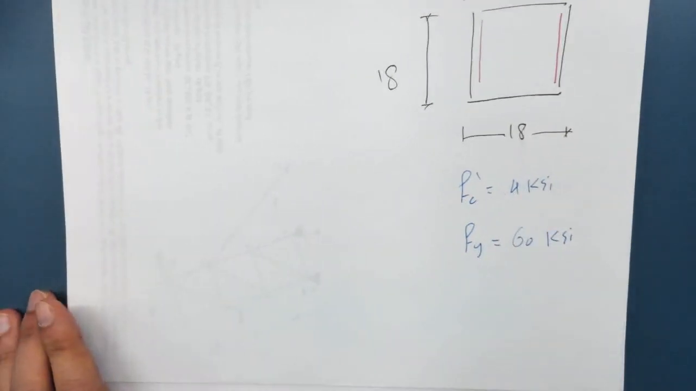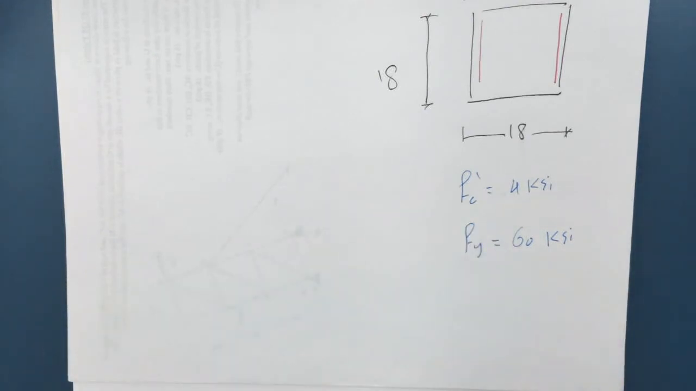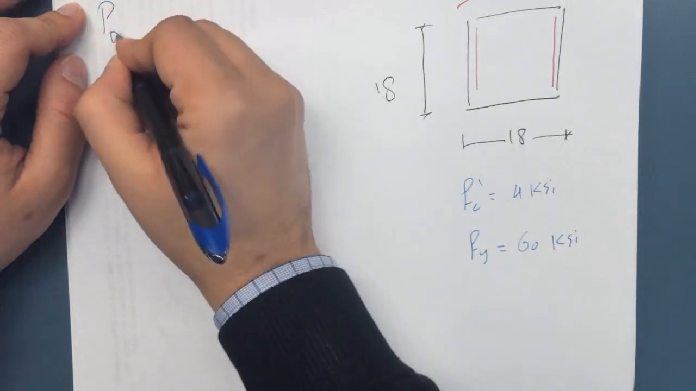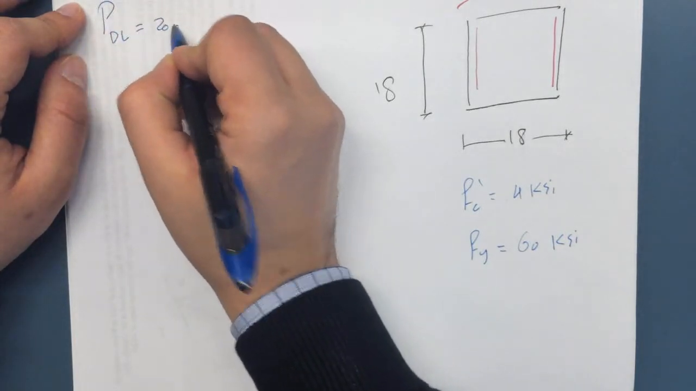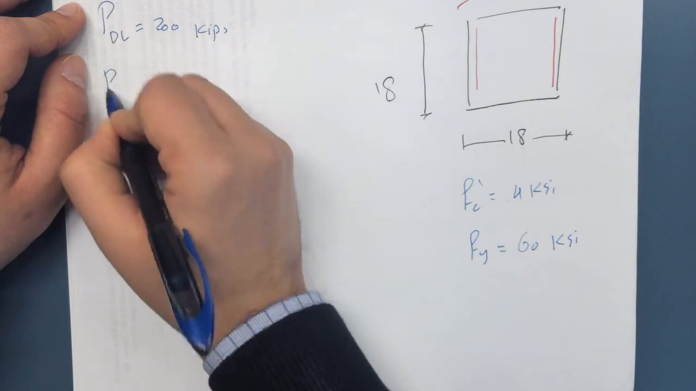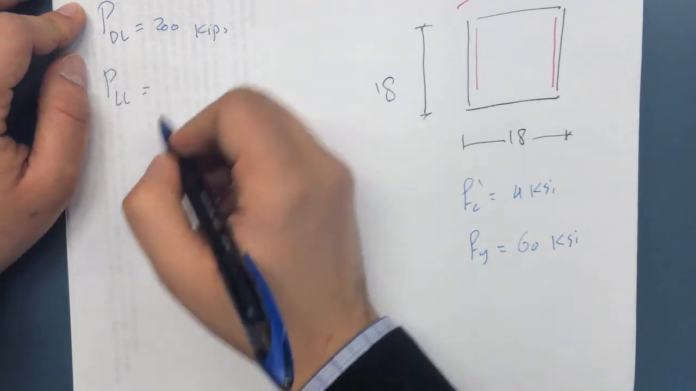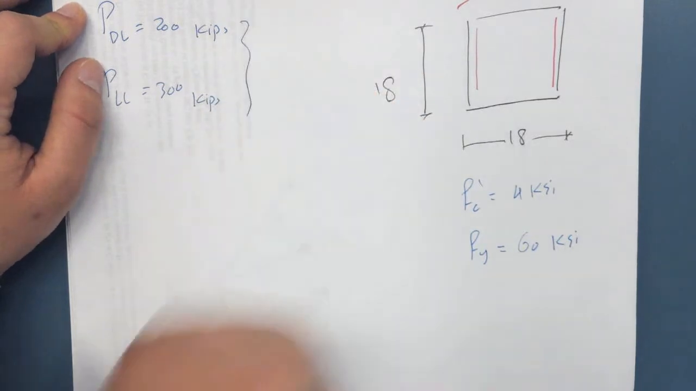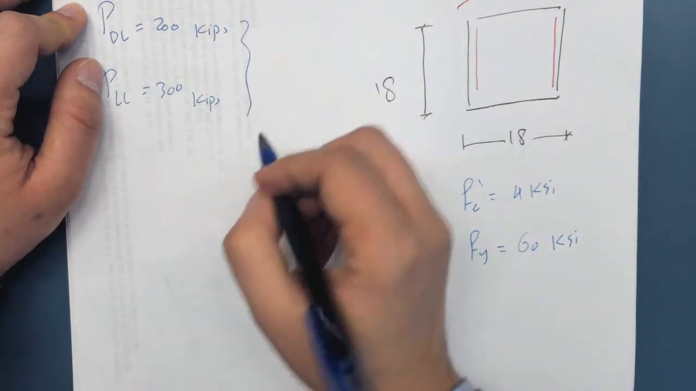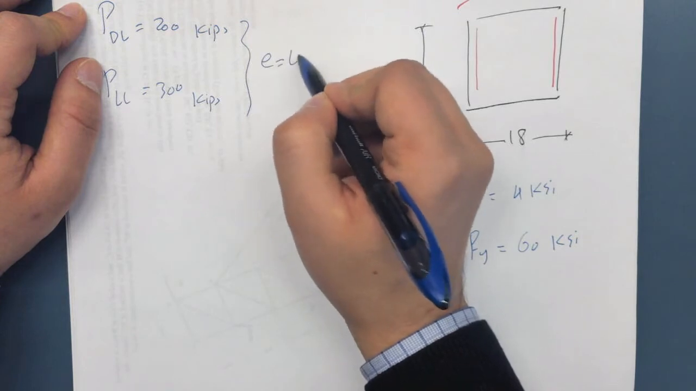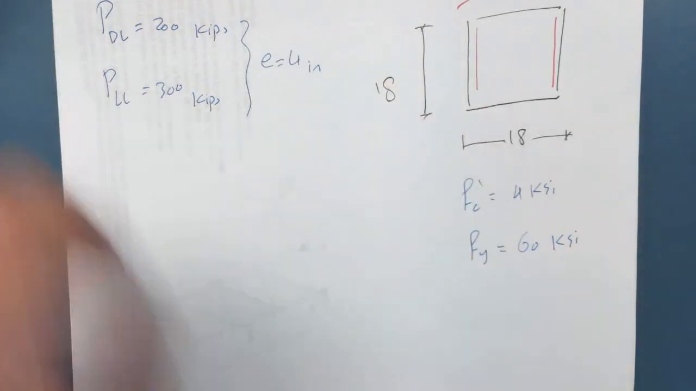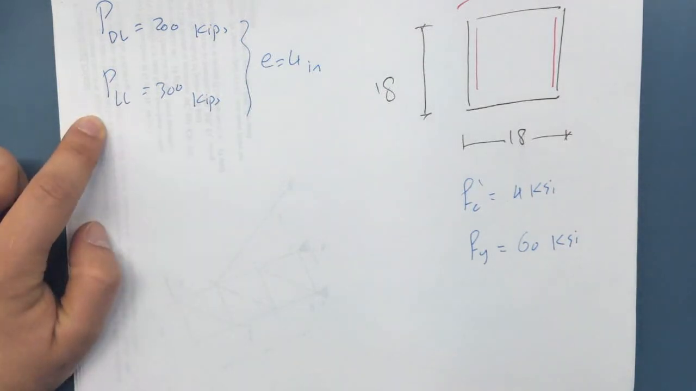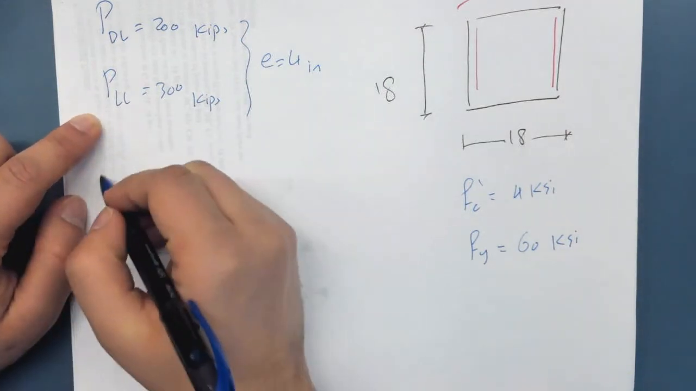And this section is being subjected to dead load. The dead load is equal to 200 kips, and live load is equal to 300 kips. And both of those, because we have a problem that's not exactly that, both of those have an eccentricity of 4 inches. There's another problem that I have here where both of them have different eccentricities. So if this is the case, well, I know what is P.